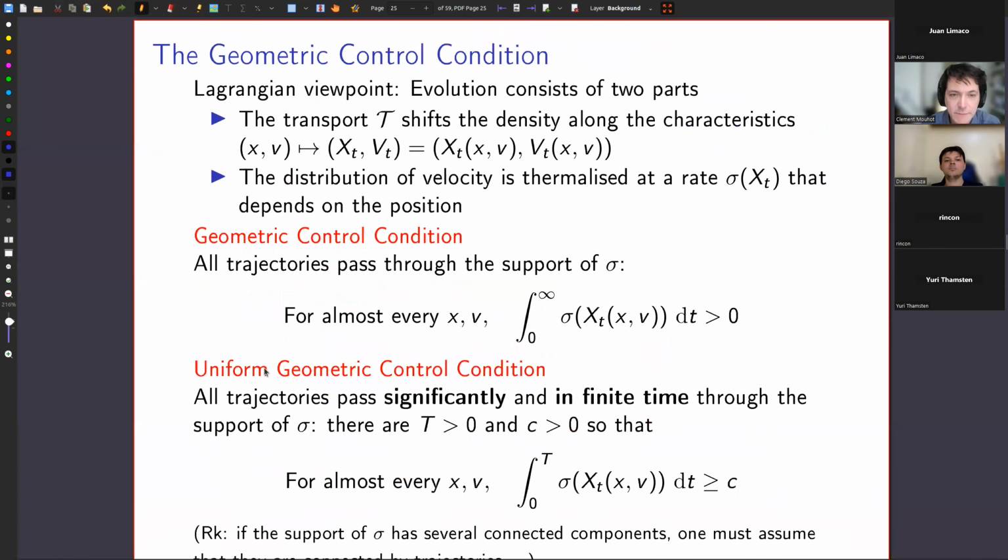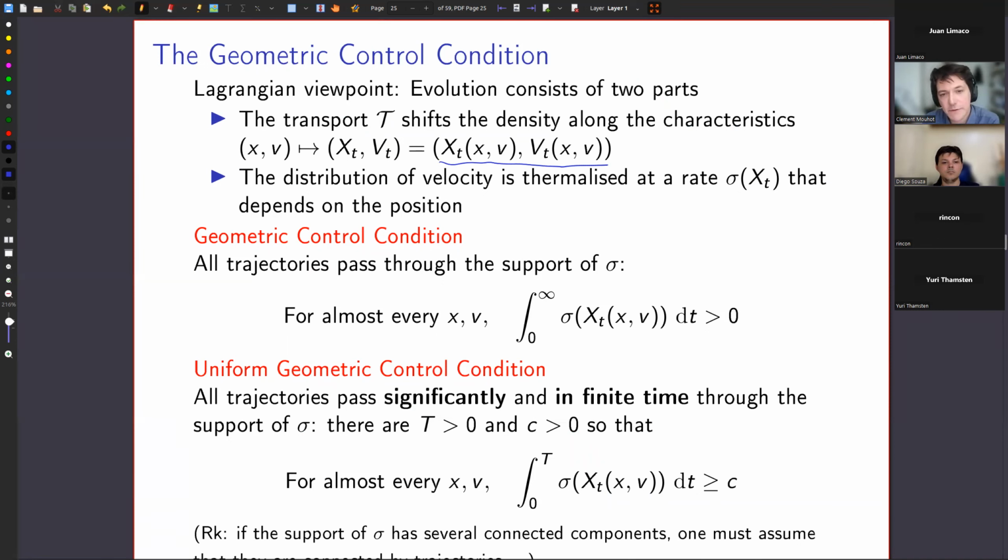So let me explain what the geometric control condition means, first in equations, and then I'll give you some drawings. If we adopt a Lagrangian viewpoint on the evolution, it is made up of two parts. There is the effect of the transport operator, which just pushes the distribution along the characteristics. The characteristics are these curves obtained by the Poisson bracket with the Hamiltonian. Standard symplectic mechanics, if you want.